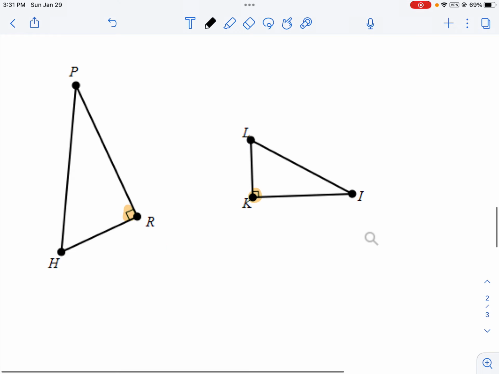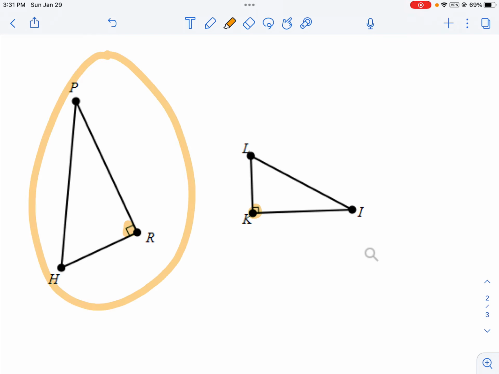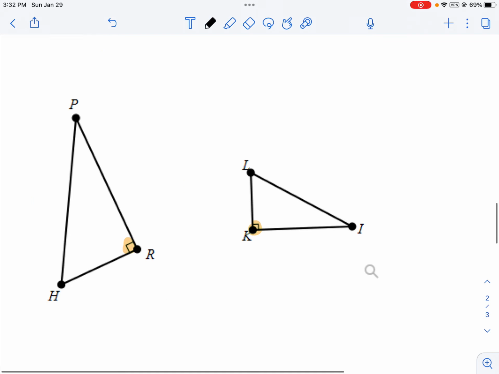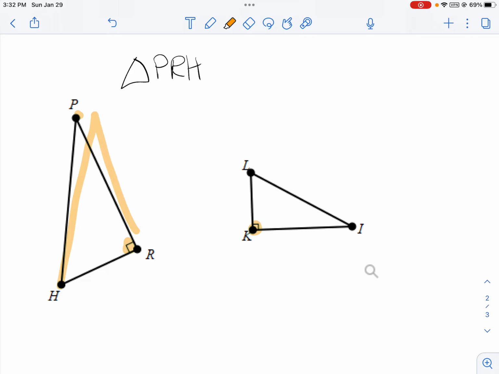In these cases we'd have to be given the original similarity statement, so let's just pick one: triangle PRH. How did I pick that? Randomly. We could have done HPR, or RHP. It doesn't matter how we say that first one. Once it's decided, though, you have to go with the same pattern for the next triangle. We started at P, which is between the hypotenuse and the longest leg. So here's your hypotenuse, here's your longest leg.